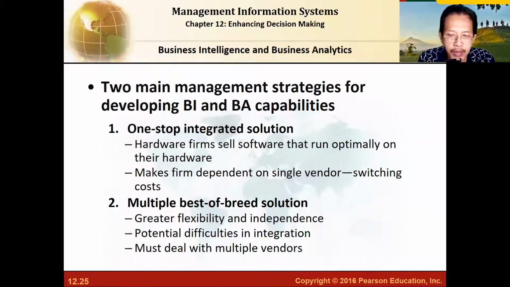Now, the next thing we should know is about the different management strategies to obtain BI and PA capabilities. You can use a one-stop integrated solution, meaning that you find just one vendor for all your needs, including hardware, software, BI and PA, or you could find different vendors for each capability. But then comes the problem of integration and dependence. With a one-stop integrated solution, of course, integration is already there, but you would be dependent on a certain vendor. If you choose the best offering from different companies, and you use different companies for your purposes, then you might have greater flexibility and you would be independent, but integration would be a problem.